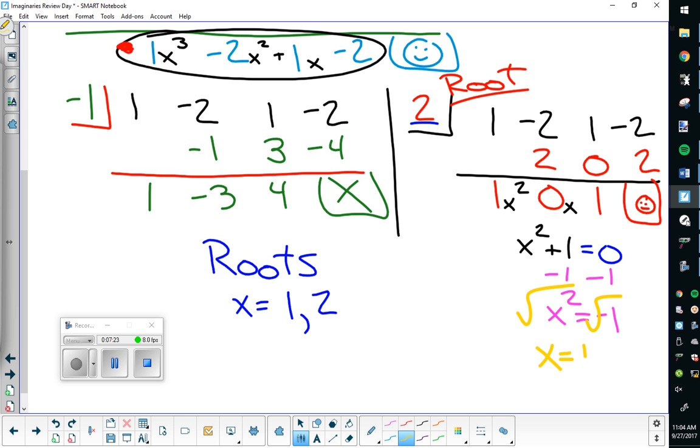Plus or minus the square root of negative 1. The square root of 1 is 1. And then he knows he's taking the square root, so he said plus or minus 1i. Or obviously just plus or minus i. Those are my 4 answers. The 1, the 2, and then the plus or minus i from that part.